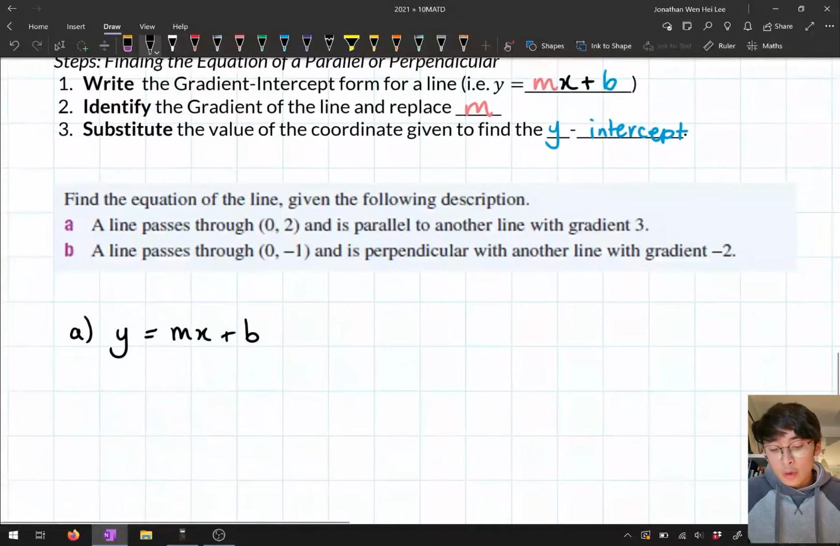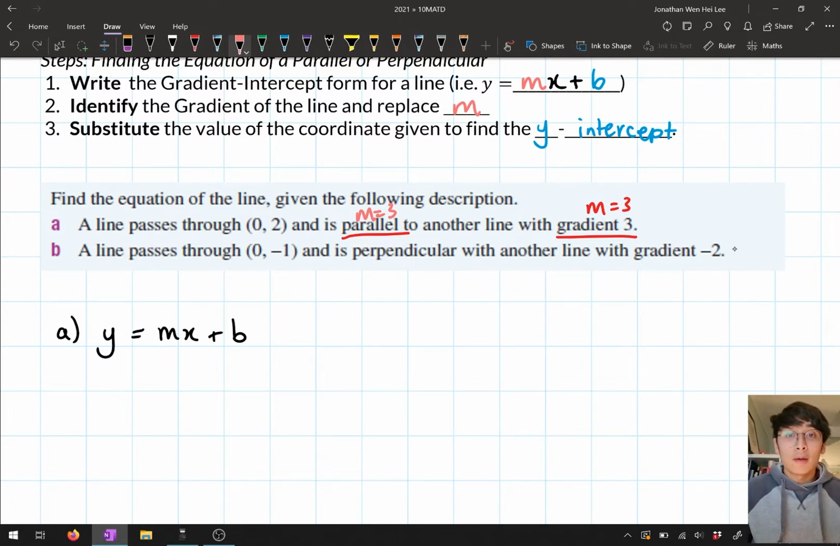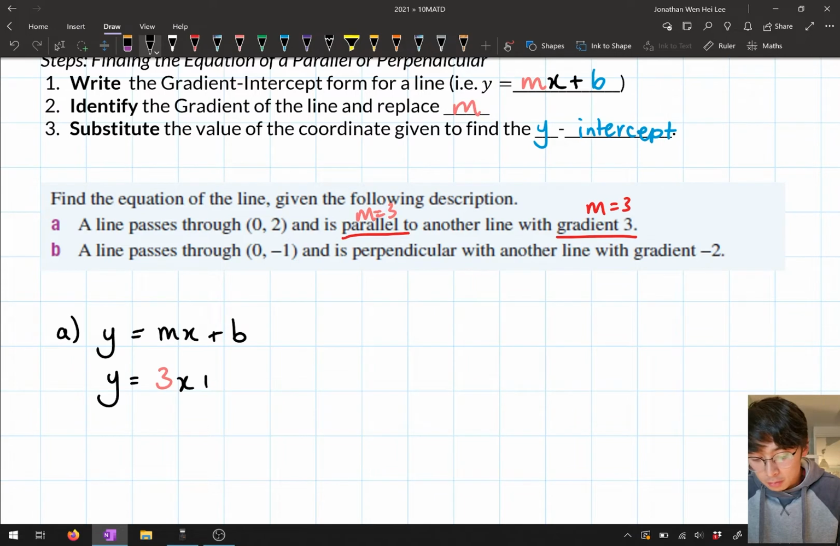The first thing I want to do is find the gradient. Here, we get told the line is parallel to another line with gradient 3. If I know the other line has a gradient of 3, that means in order for my line to be parallel, my line also needs to have a gradient of 3. So here, I'm going to replace my m in my gradient intercept form with 3. So we're going to have y is equal to 3x plus b.